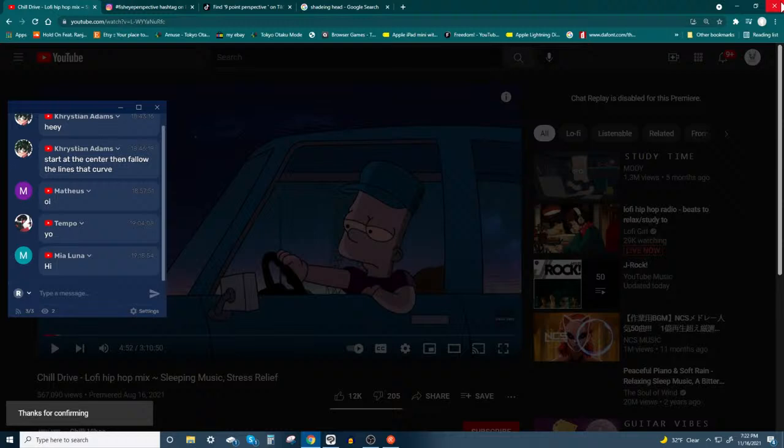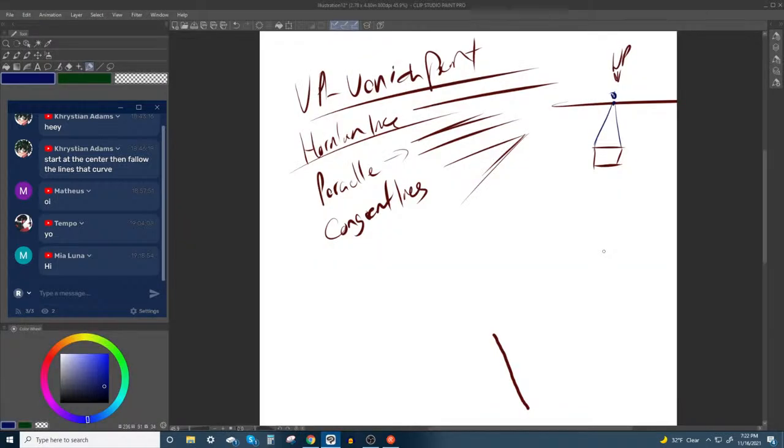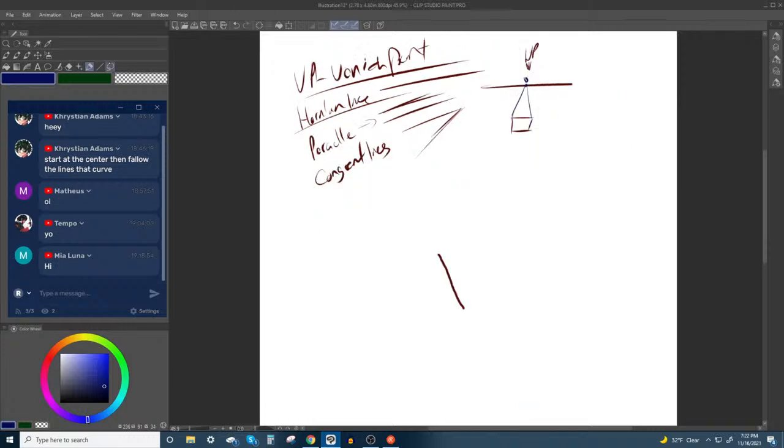Okay, so yeah, that's pretty much what that is. We learned horizon line, parallel lines, congruent lines. We learned what one point perspective is. One point perspective is pretty much the perspective going in one point. That's literally what that is. So to see what that looks like, it looks like this.